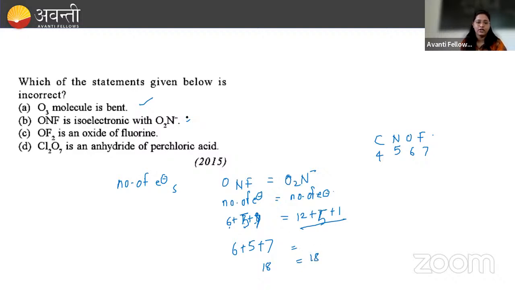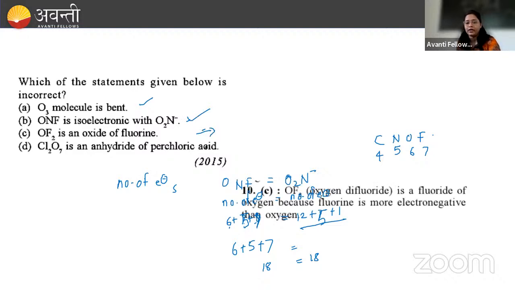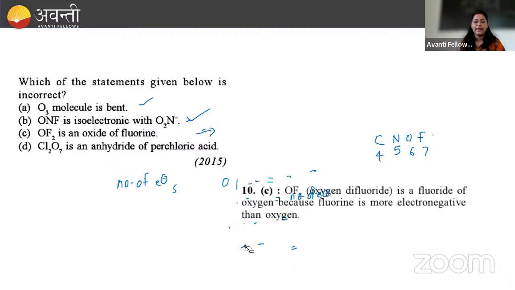So both are isoelectronic features. This statement is again correct. The third statement is what? Incorrect. So when we talk about OF2, OF2 is a fluoride of oxygen, because fluorine is more electronegative than oxygen. So it is what? Oxygen difluoride. Okay, is an oxide of fluorine.